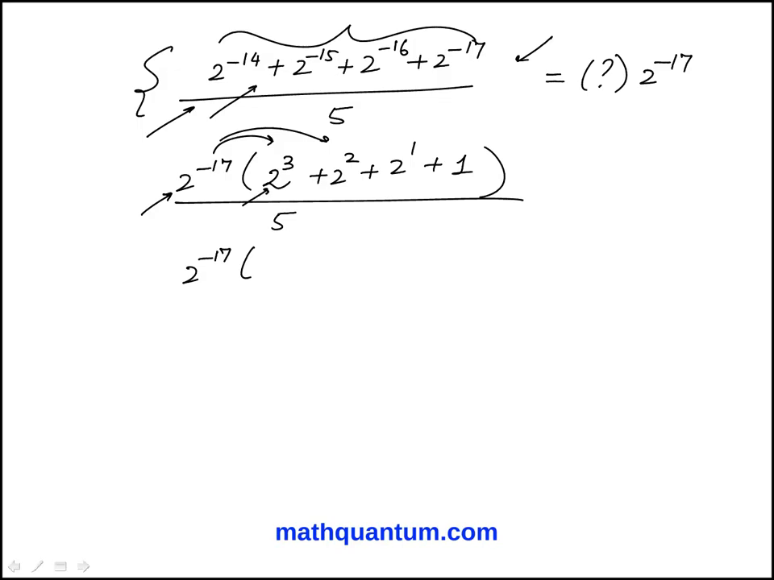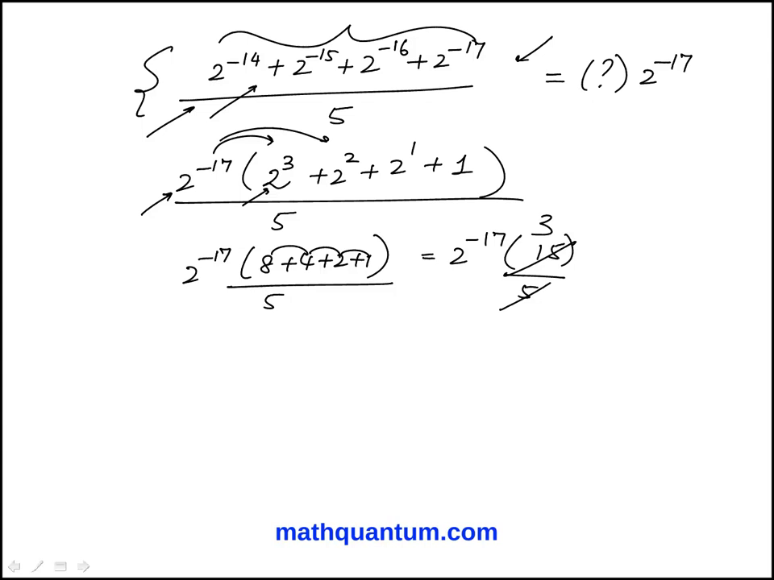So here now we can add these terms, 8 plus 4 plus 2 plus 1. We have a 5 here, so that's 12 plus 2, 14 plus 1 is 15, so it's 15 over 5, and that's a 3. So this expression is equivalent to 3 times 2 to the minus 17, so the answer is 3, which is choice C. So that's the most direct way to do it.